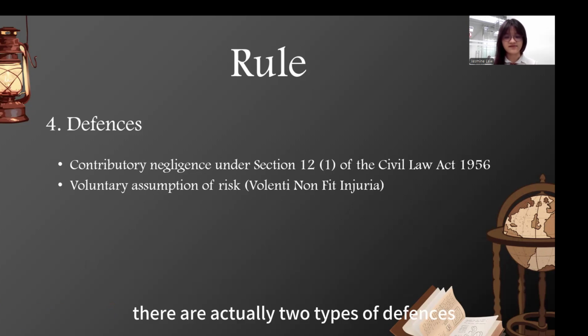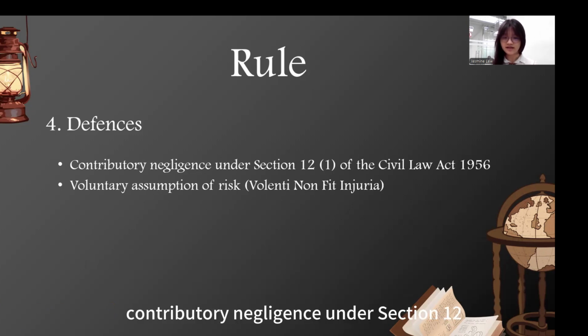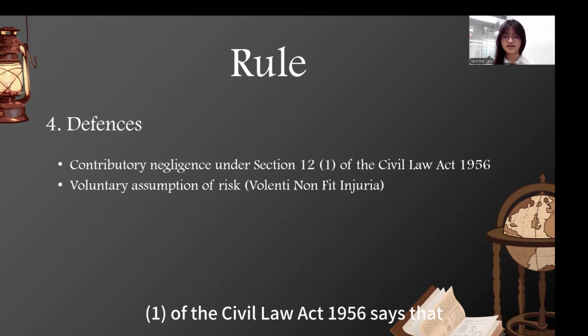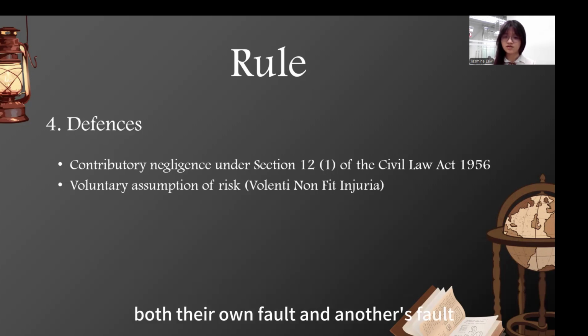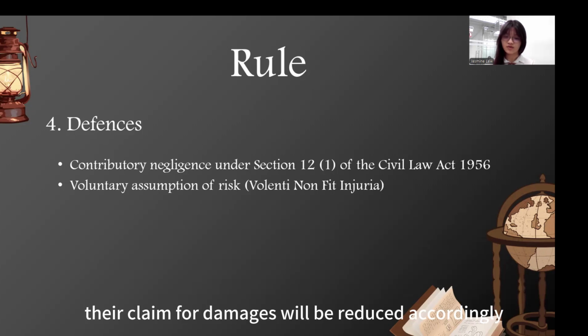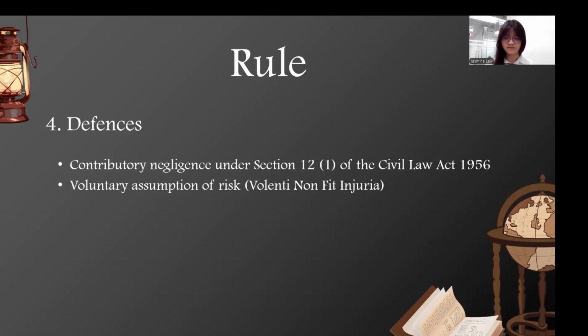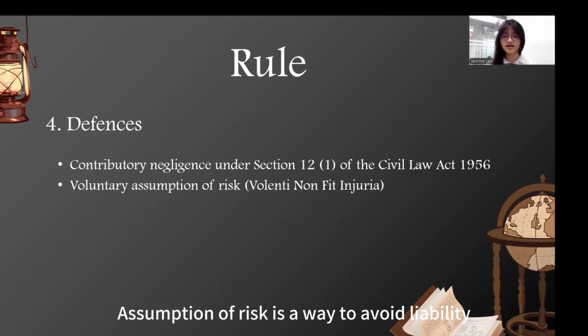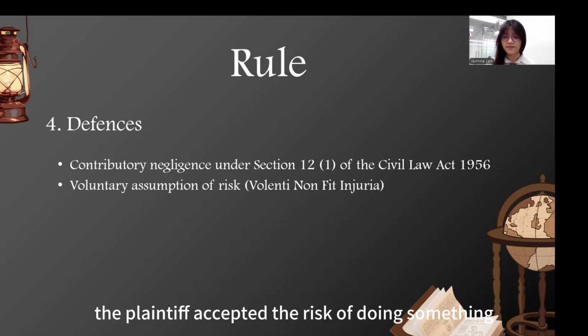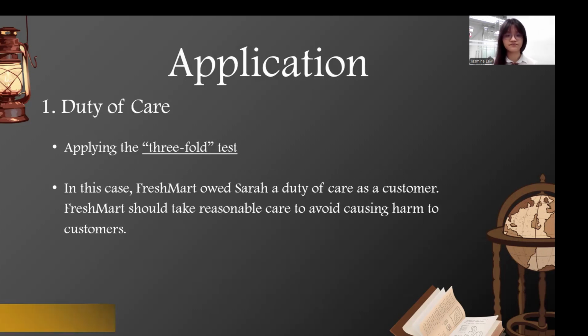There are actually two types of defenses. Contributory negligence under Section 12(1) of the Civil Law Act 1956 states that if a person suffers damage due to both their own fault and another's fault, their claim for damages will be reduced accordingly. Volenti non fit injuria, also known as voluntary assumption of risk, is a way to avoid liability by proving that the plaintiff accepted the risk of doing something voluntarily.